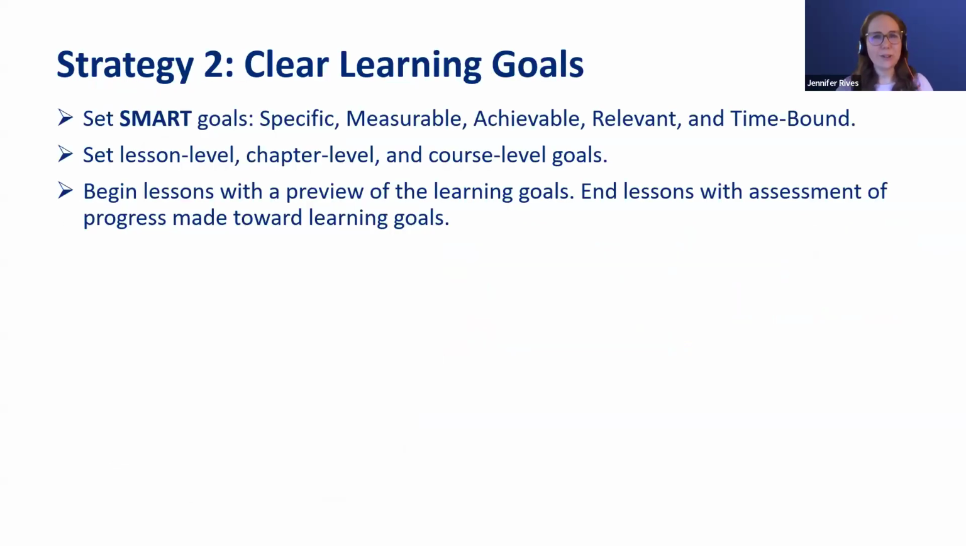All right, so the next strategy we'll look at is setting clear learning goals. One way of doing this is to set SMART goals at the lesson, chapter, and course level. SMART is an acronym that stands for specific, measurable, achievable, relevant, and time bound. When setting learning goals, try to incorporate as many of these elements as possible to ensure the goals are clear for your students.